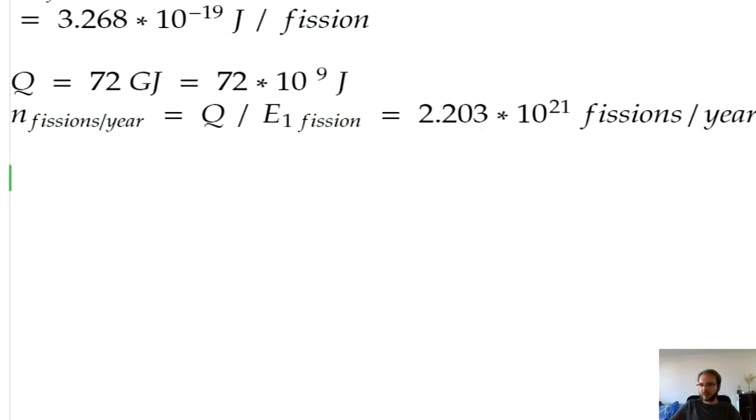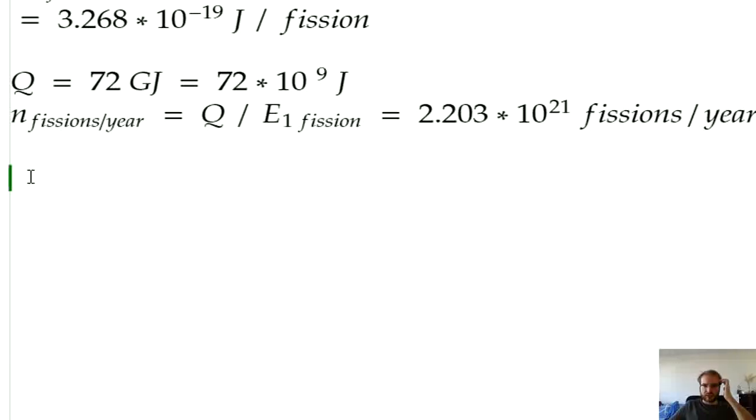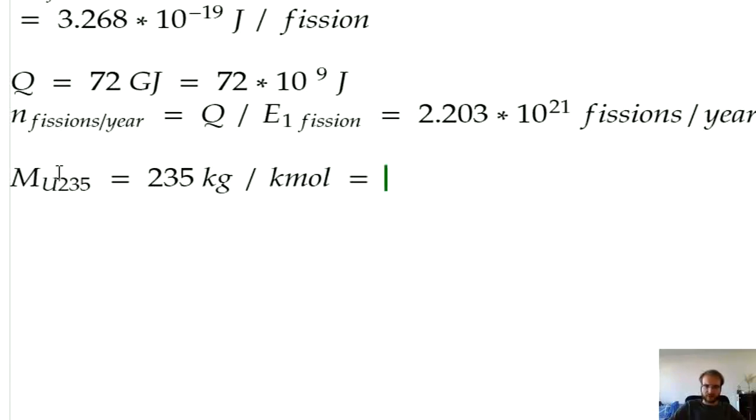For that, first let's get the mass of a single uranium atom, where the molar mass of uranium-235 is, surprisingly, 235 kilograms per kilomole, or also 235 grams per mole.